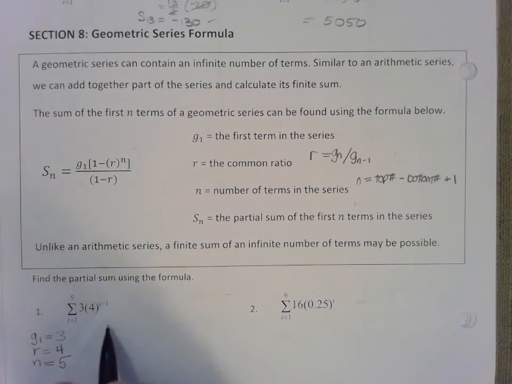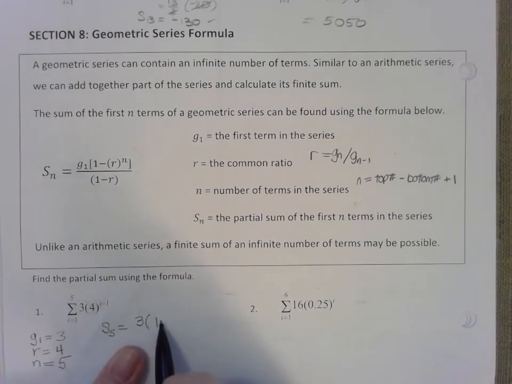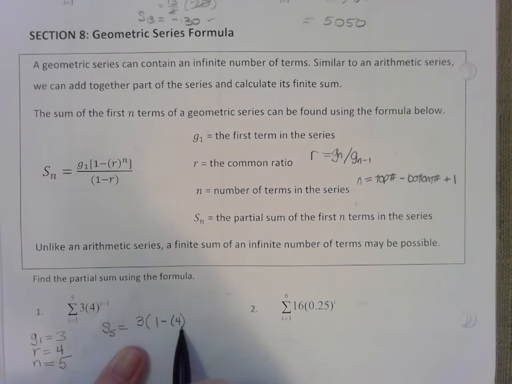Let's start plugging in this formula. S sub 5, because we're adding 5 terms together. The sum of my 5 terms can be found by taking the value of my first term, multiplying it by 1 minus my ratio, which is 4, raised to the n.